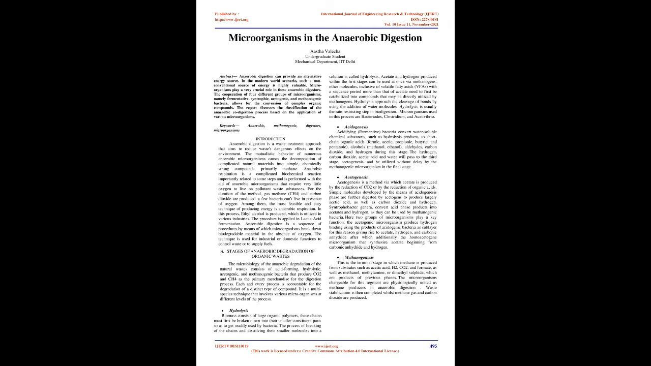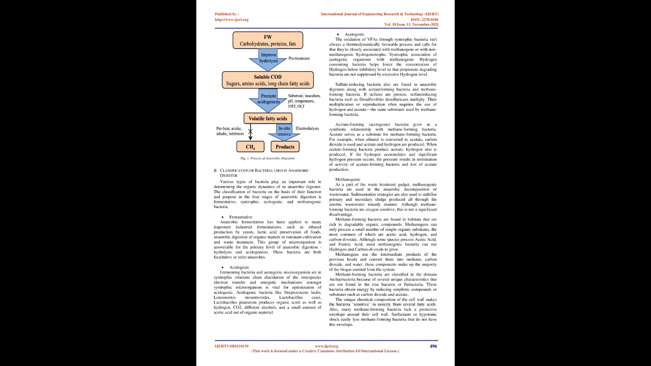Acetogenesis. Acetogenesis is a method via which acetate is produced by the reduction of CO2 or by the reduction of organic acids. Simple molecules developed by the means of acidogenesis phase are further digested by acetogens to produce largely acetic acid, as well as carbon dioxide and hydrogen. Syntrophobacter genera convert acid phase products into acetates and hydrogen, as they can be used by methanogenic bacteria.